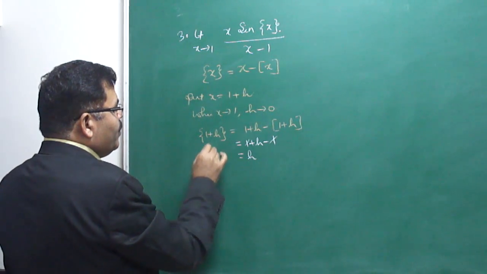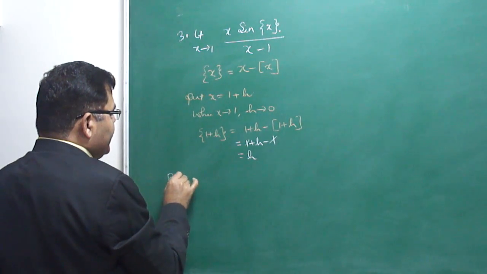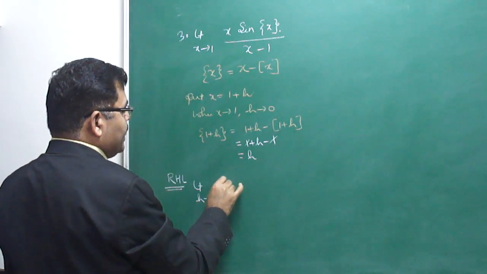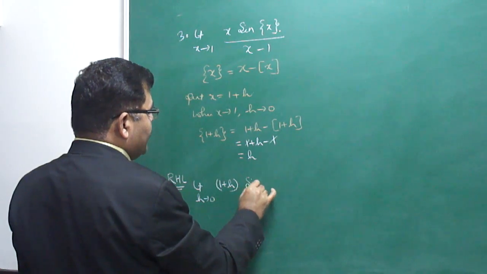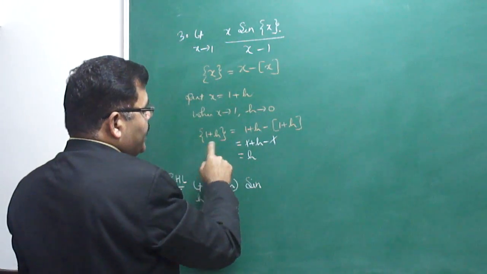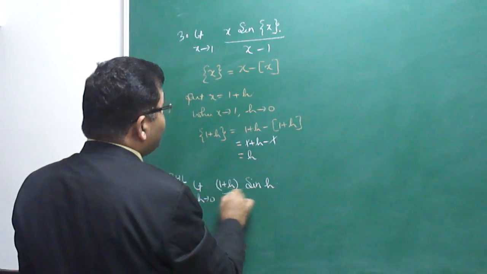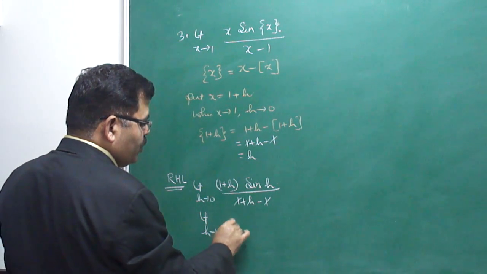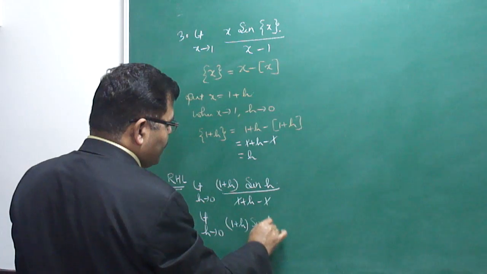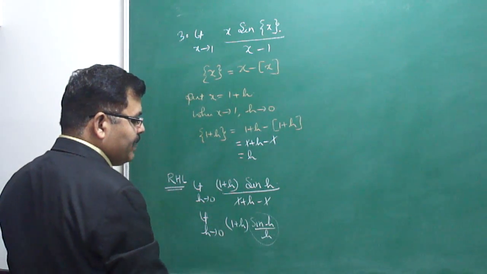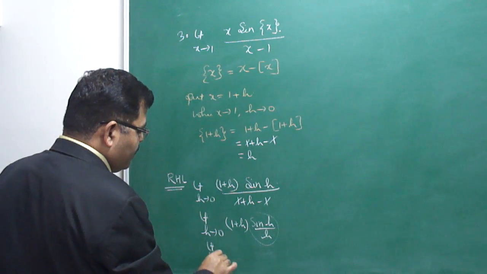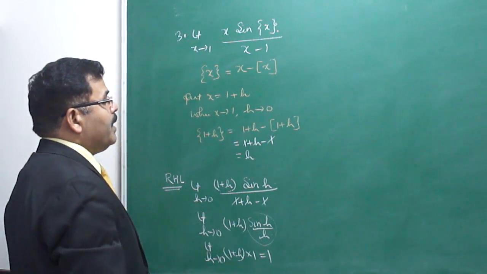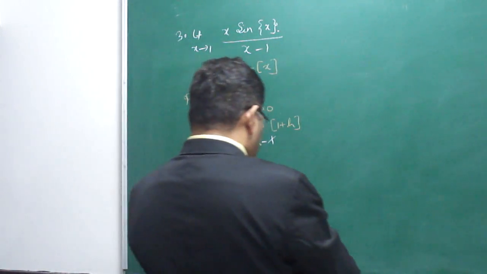Right? Similarly, what will happen if I write the right hand limit? Limit h tends to 0. Instead of x, I can write 1 plus h. And sine of fractional part of x, that is the fractional part of 1 plus h, which is h, divided by 1 plus h minus 1. The 1 cancels. Limit h tends to 0, 1 plus h, sine h by h. You know, limit h tends to 0 of sine h by h is 1. So limit h tends to 0 of 1 plus h into 1, and as h tends to 0, what will come? 1.